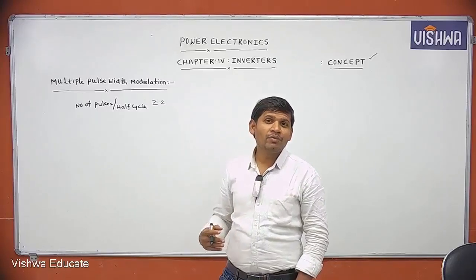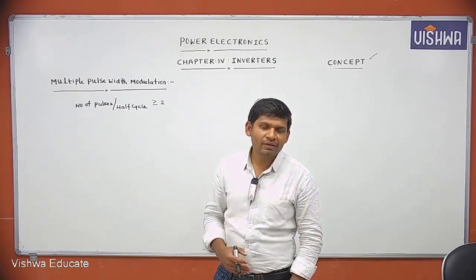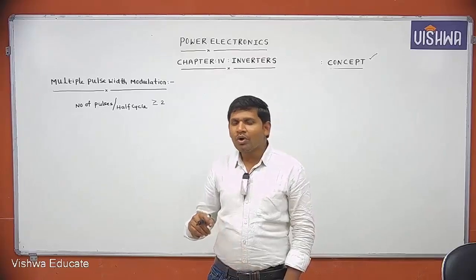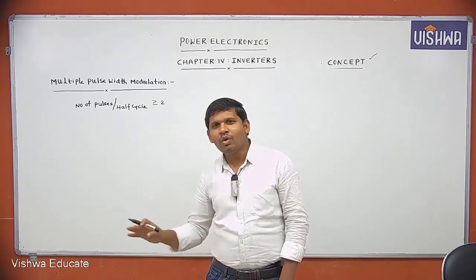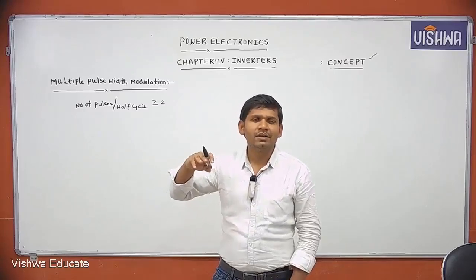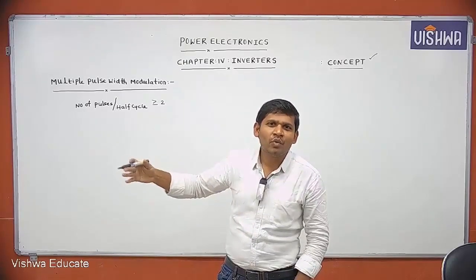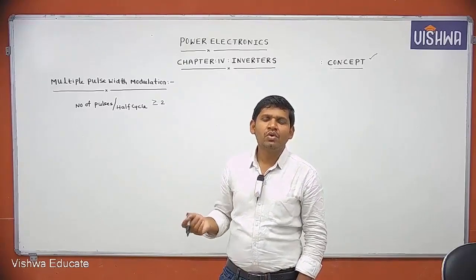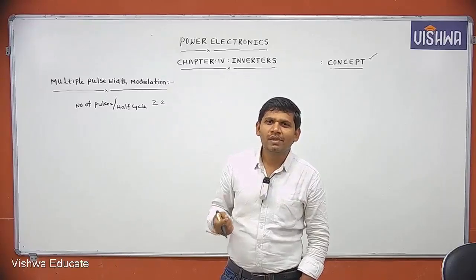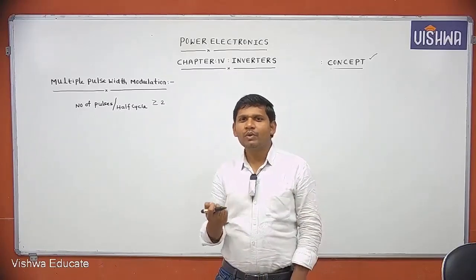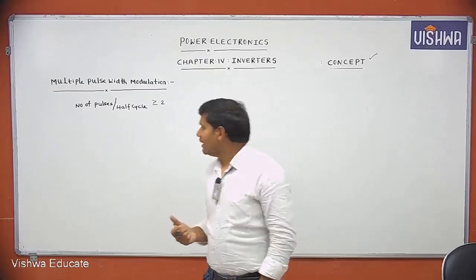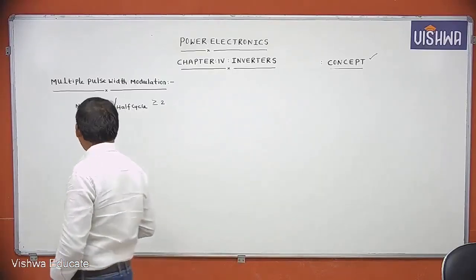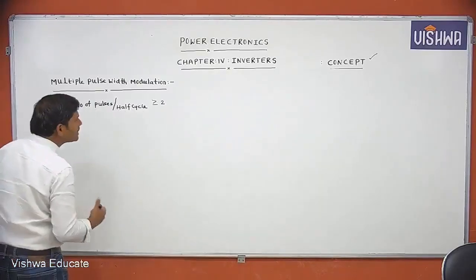Then there is no problem with the higher order harmonics. Why? The more dominant harmonics are low order harmonics only. If the output consists of only higher order harmonics, those harmonics can easily be filtered by using a small size filter. Understood? That is the reason why we want to generate more number of pulses per half cycle.